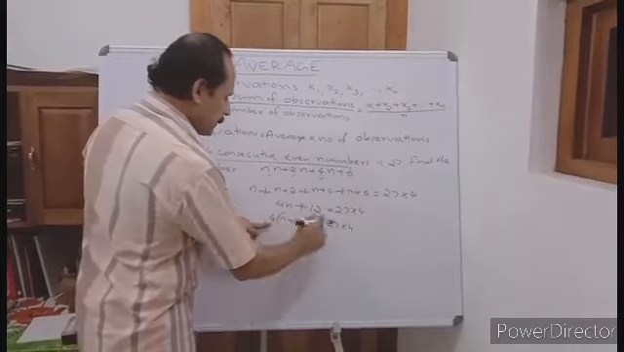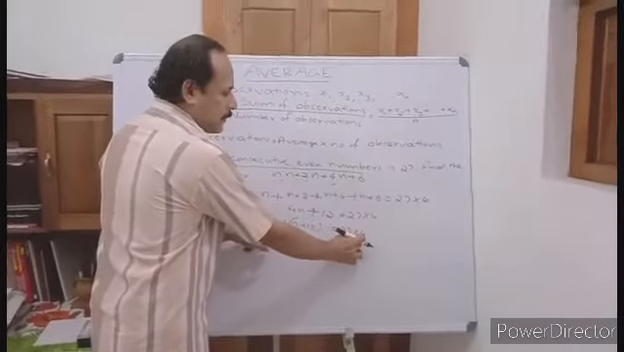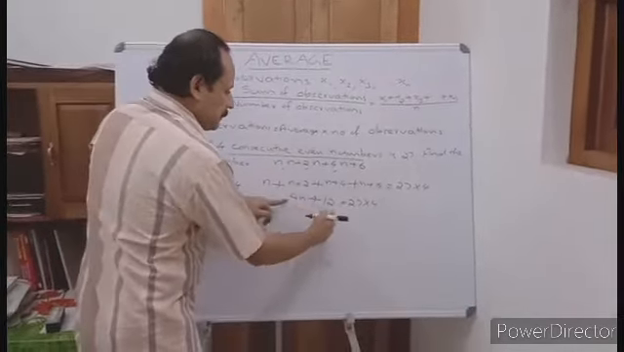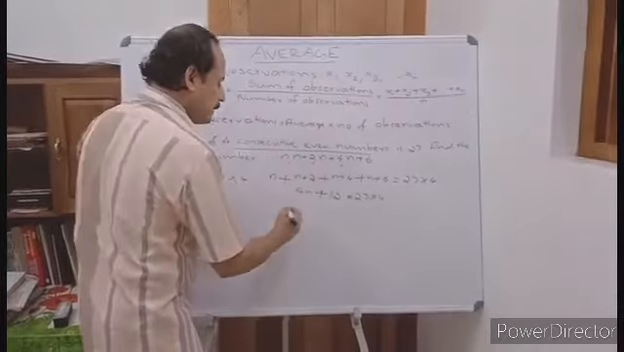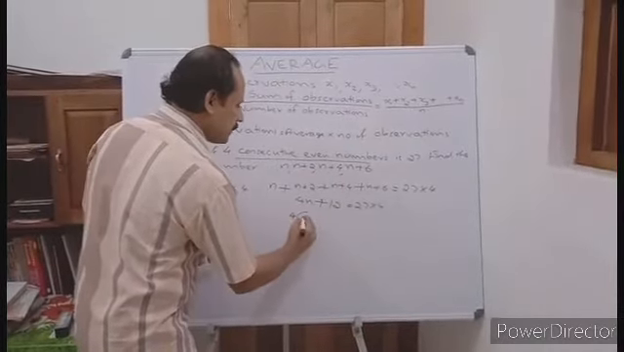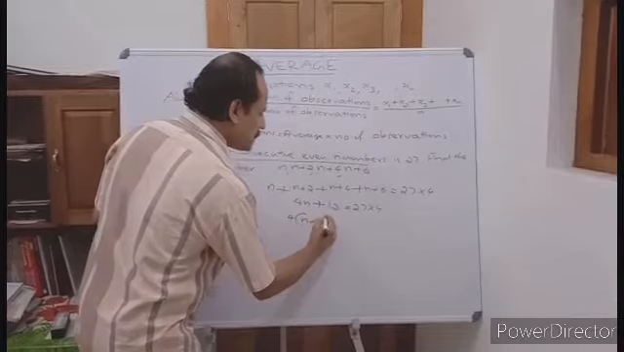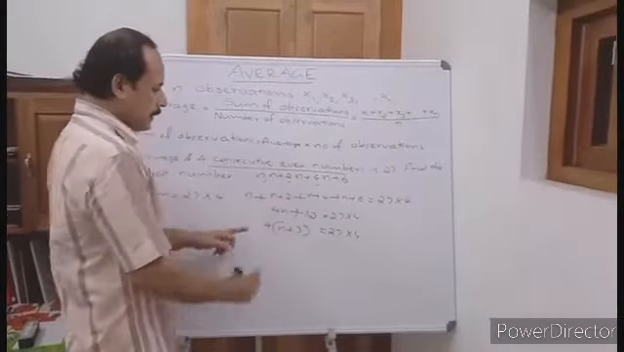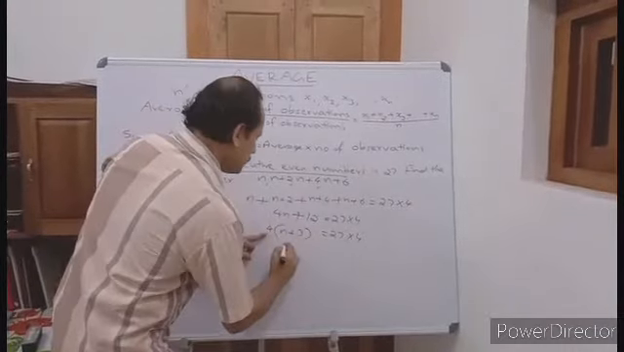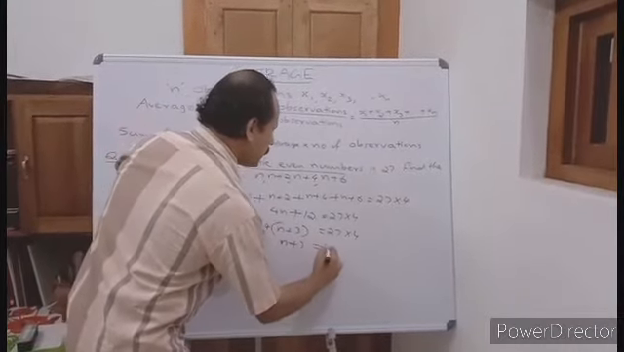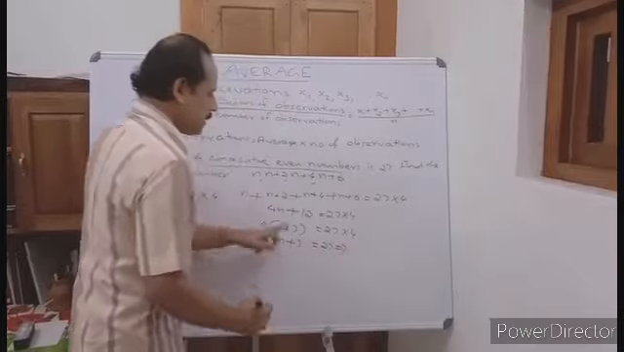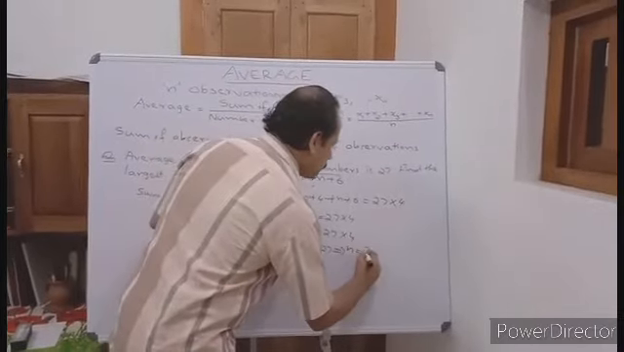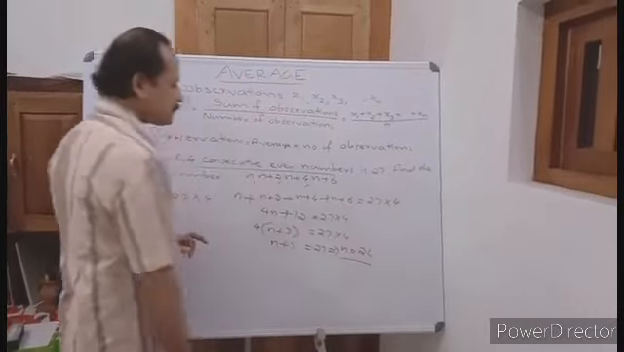To cancel this 4 and this 4 from both sides. From the left side you take 4 as common factor, then 4 into n plus 3 equals 27 into 4. Cancel 4 from both sides, then n plus 3 equals 27, and this implies n equals 24.